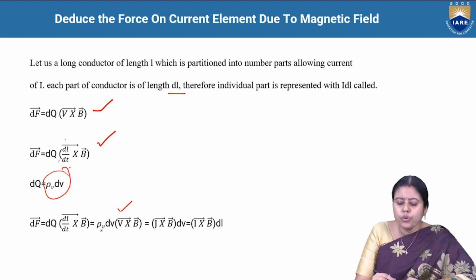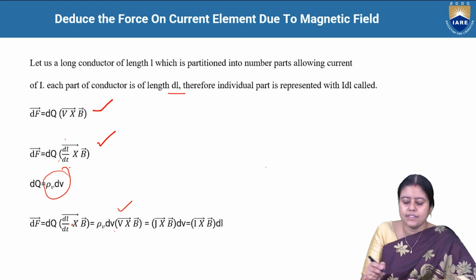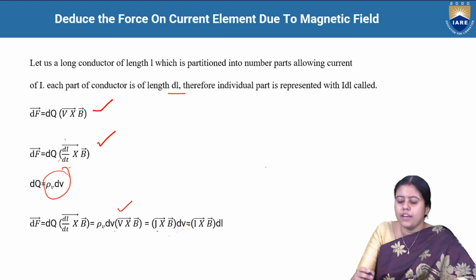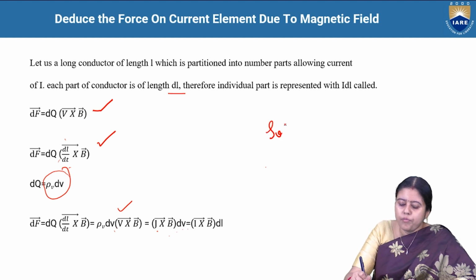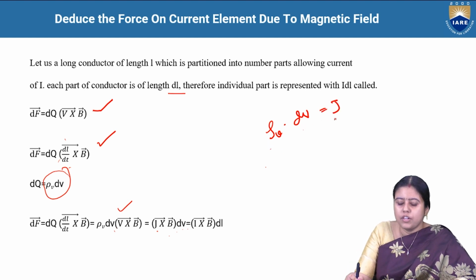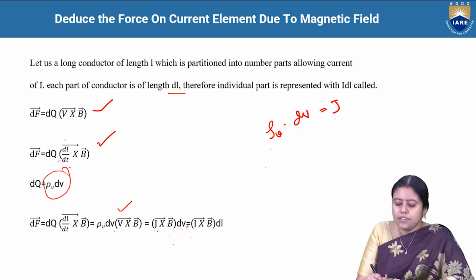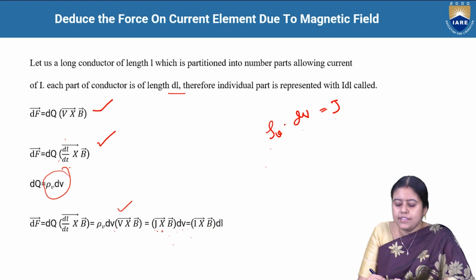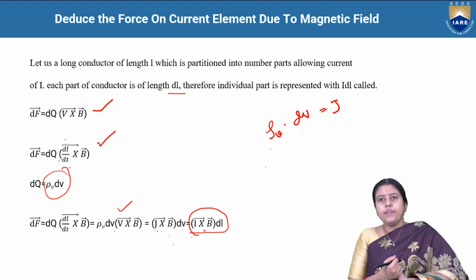Again, we know dv is nothing but the volume. So we can write it as J cross B into dv. How can we get this? We know rho v into V is equal to J. So J cross B dv. Again we can change it. What is dv? dv is equal to length into area, and J ds is equal to I. So we can also write it as I dl cross B.